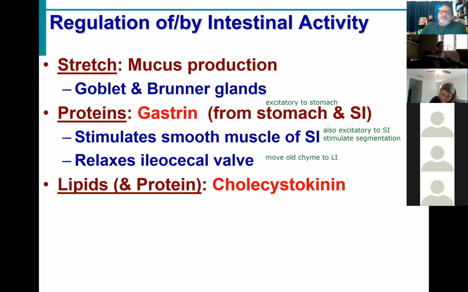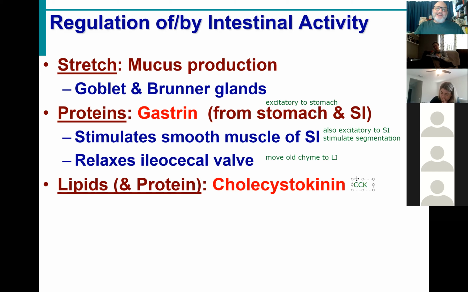However, remember we talked about how lipids and some amino acids, but primarily lipids, are harder to break down. When lipids are present, our small intestine produces a hormone called cholecystokinin. The bad news is you have to spell cholecystokinin. The good news is once you spell it once, you can abbreviate it CCK, because that is the abbreviation for cholecystokinin. And as we talked about, cholecystokinin helps to process those harder to digest lipids.